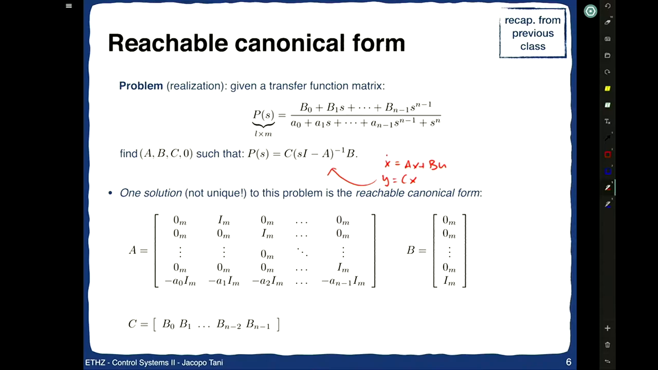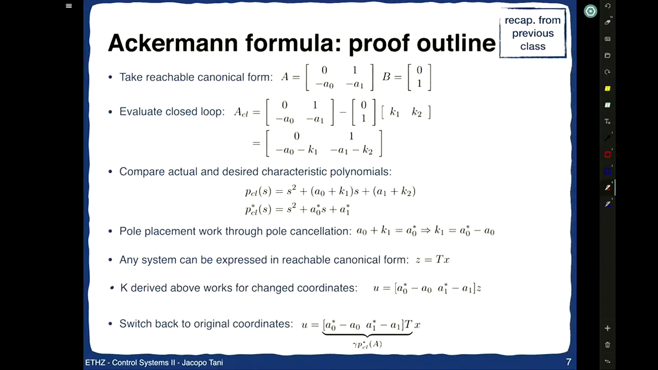That is the standard form that is for sure guaranteed to be reachable. So this is the slide we didn't really see last time. I'm not going to go through it in detail. This is basically a sketch of the proof of the Ackermann formula.